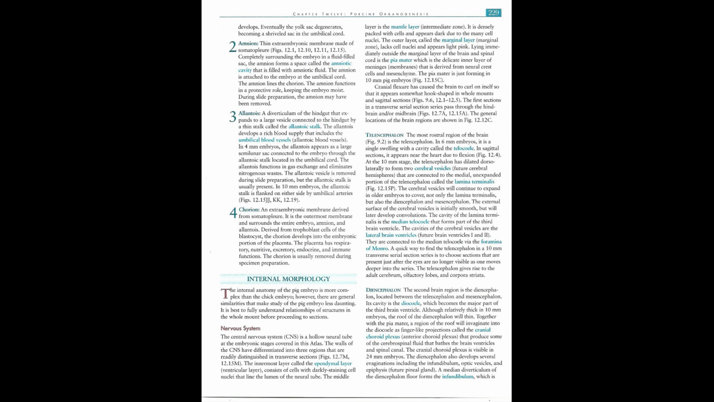At the 10 mm stage, the telencephalon has dilated dorsolaterally to form two cerebral vesicles, future cerebral hemispheres, that are connected to the medial, unexpanded portion of the telencephalon called the lamina terminalis, Fig 12.15p. The cerebral vesicles will continue to expand in older embryos to cover not only the lamina terminalis, but also the diencephalon and mesencephalon. The external surface of the cerebral vesicles is initially smooth, but will later develop convolutions.